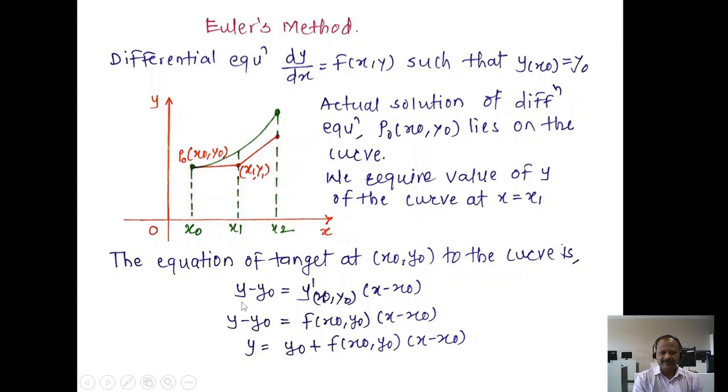So the equation is y minus y0 is equal to y dash of x0 comma y0 into x minus x0. Now this y dash you have to replace with f of x0 comma y0. So the equation becomes y minus y0 is equal to f of x0 comma y0 into x minus x0. Now this is a negative sign, so you have to take it to the right side of the equal sign. So the equation becomes y is equal to y0 plus f of x0 comma y0 into x minus x0.